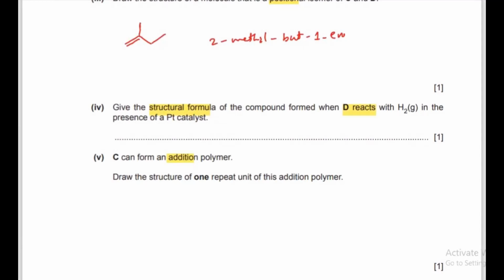Give the structural formula of the compound formed when B reacts with hydrogen in the presence of platinum catalyst.